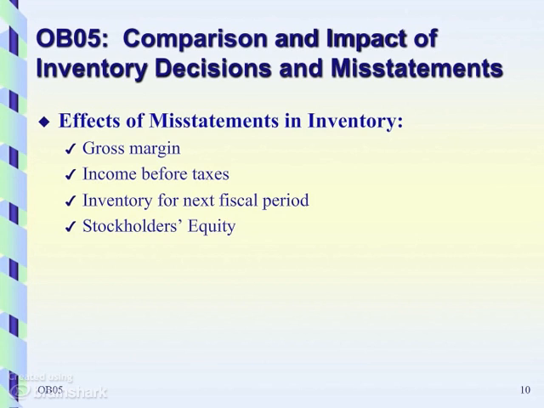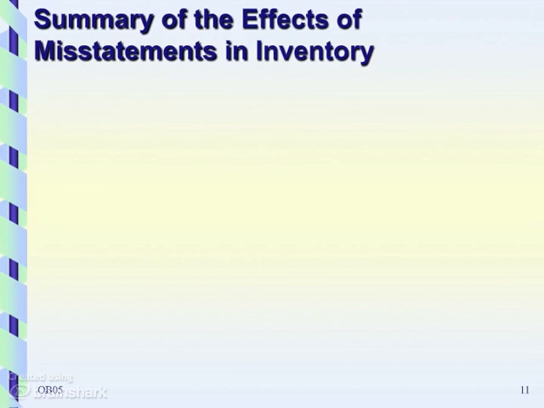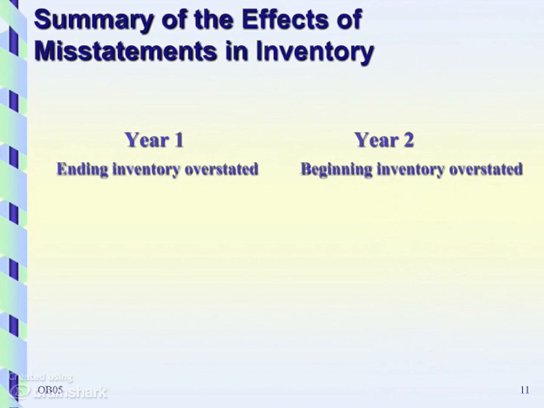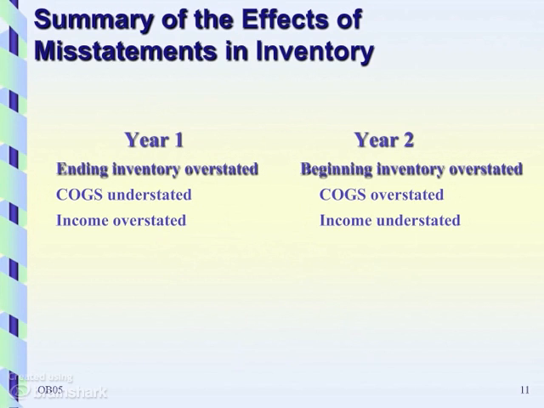The effects of misstatements in inventory will affect a business's gross margin, its income before taxes, its inventory levels, and obviously its stockholders' equity. As we can see in this chart, it summarizes the effects of misstatements in inventory: ending inventory being overstated versus beginning inventory being overstated in year 1 and year 2.